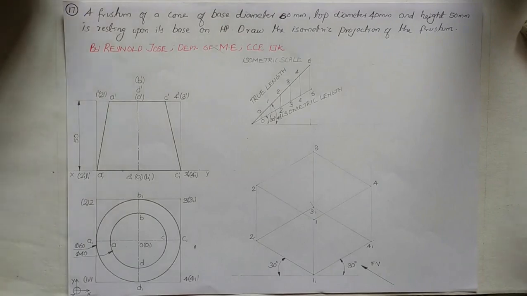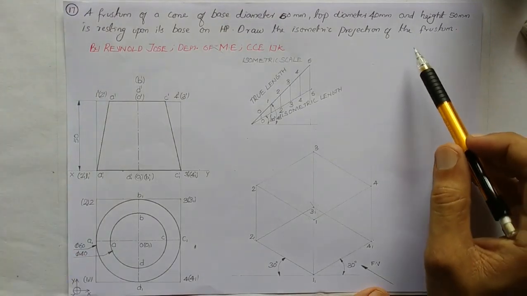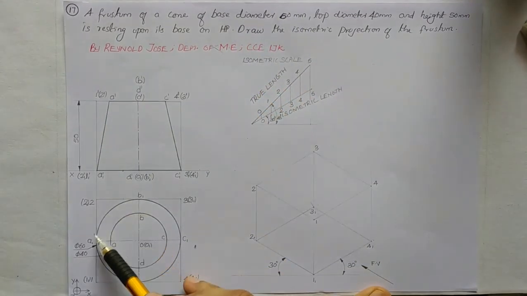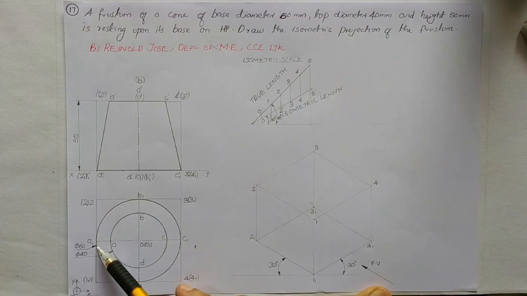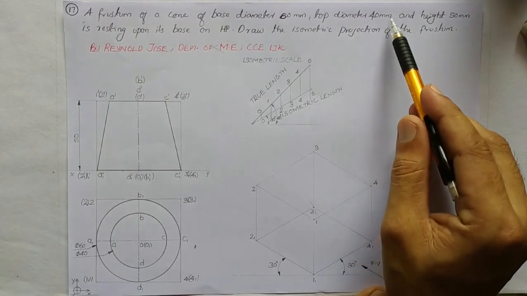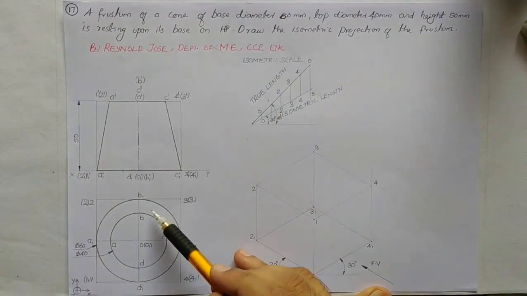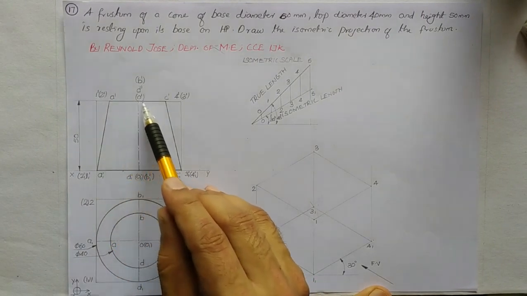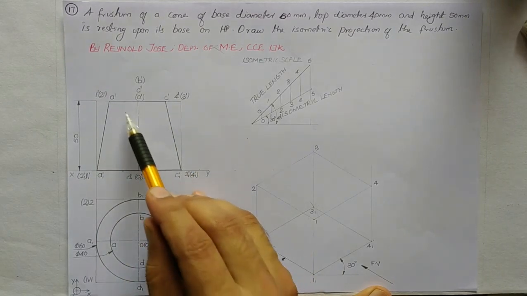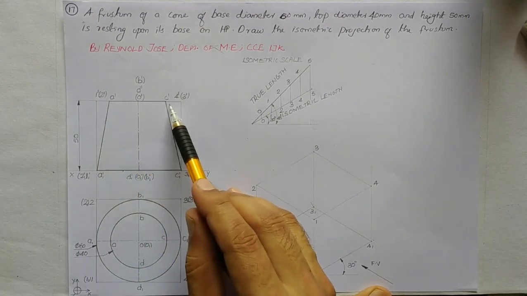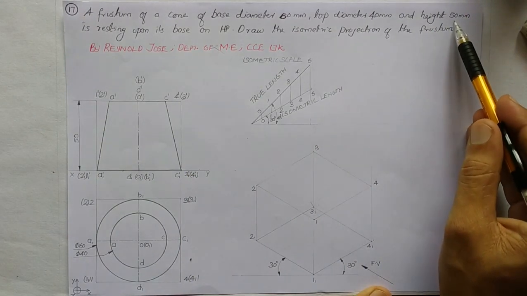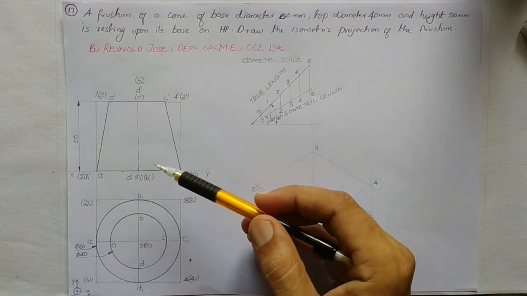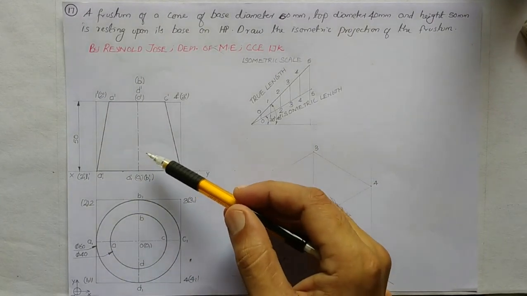Here the dimensions of the frustum are given. The base diameter, this bigger diameter, is 60 mm, and the top diameter is 40 mm. So when you are observing the front view, this will be 60 and this will be 40. The base is 60, the top surface will be 40, and the height of the frustum is 50 mm. So this is the orthographic view of the frustum of the cone. We will be having a simple top view and a simple front view.